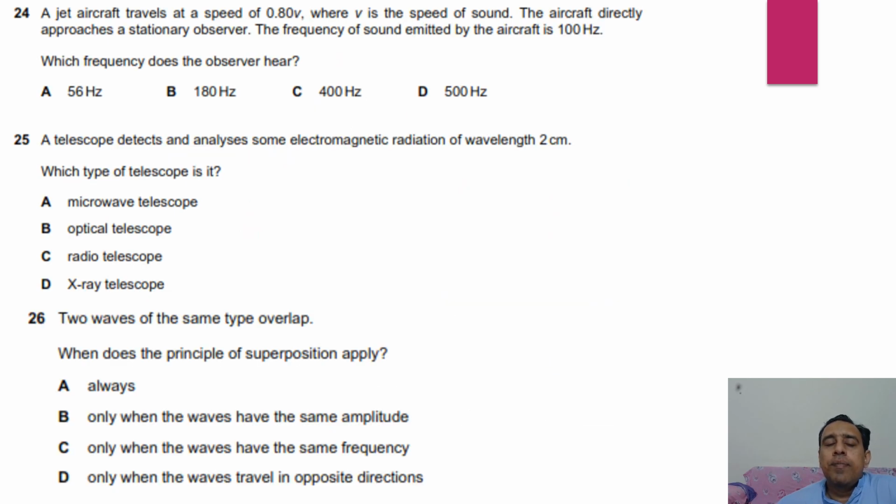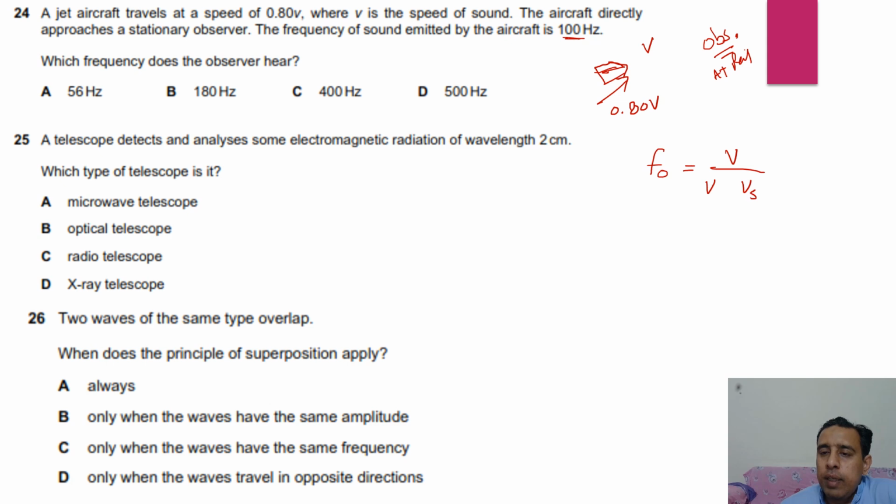Question number 24. A jet aircraft travels at this speed, v is the speed of sound. The aircraft directly approaches. This is the aircraft moving towards the observer, who is at rest, stationary. Its speed is 0.80 v, while the speed of sound is v. The frequency of the sound emitted is 100 Hertz. Which frequency does the observer hear? The observed frequency is required. This is the observed frequency, v over v plus or minus vs, into f.